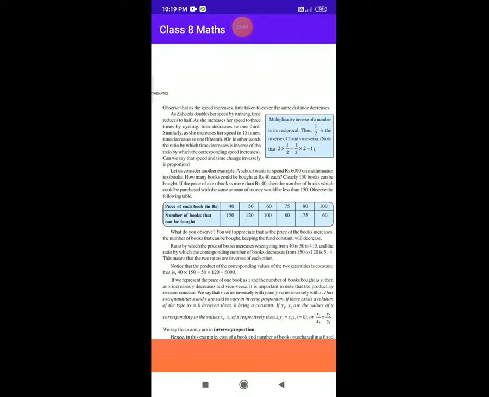The ratio by which the price of the book increases when going from 40 to 50 is 4:5, and the ratio by which the corresponding number of books decreases from 150 to 120 is 5:4. This means that the two ratios are inverse of each other. Notice that the product of the corresponding values of the two quantities is constant, that is 40 multiply 150 is equal to 50 multiply 120 is equal to 6,000.